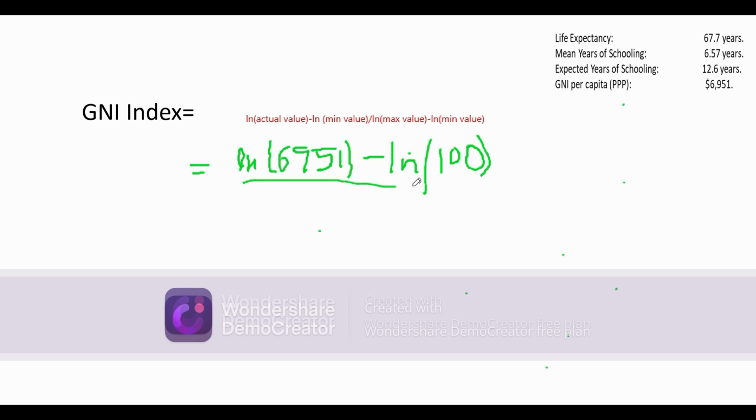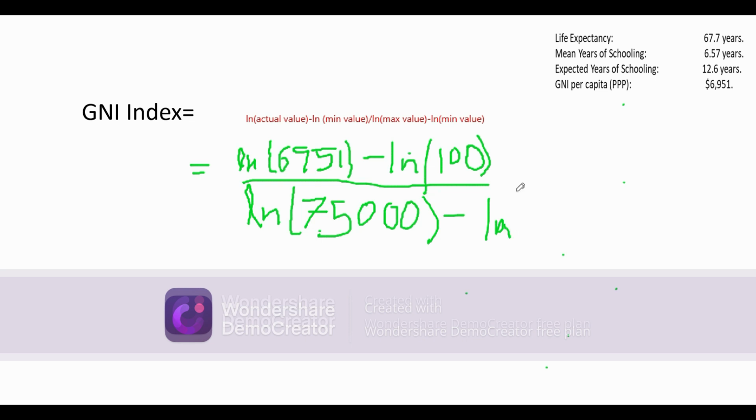Okay, then divided by log of the max. What's the maximum value? It is 75,000, because it ranges from 100 US dollar to 75,000 US dollar. So max is 75,000 US dollar minus log of minimum value, that is 100.